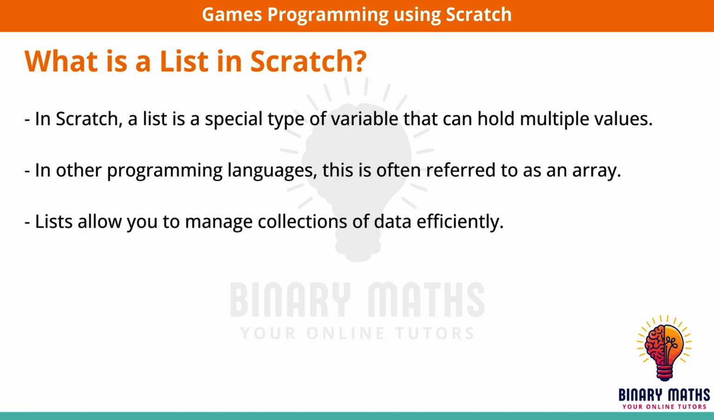So what exactly is a list in Scratch? A list is a special type of variable that can store multiple values. In other programming languages, this is often called an array. For example, if you're making a game where you collect coins, gems, and keys, you can store all these items in a single list called inventory. This makes it much easier to manage your data. Instead of creating separate variables for each item, you can just use one list. Let's see how we can use lists in a game.